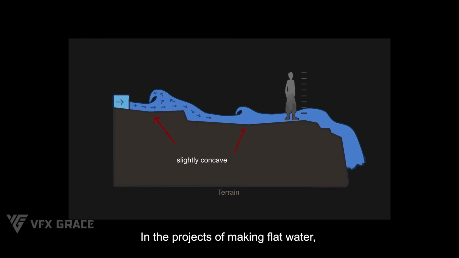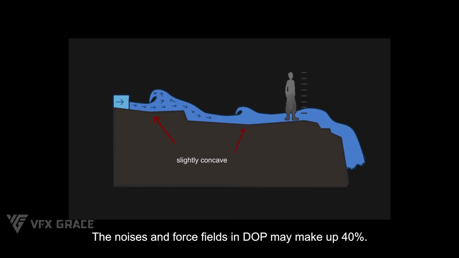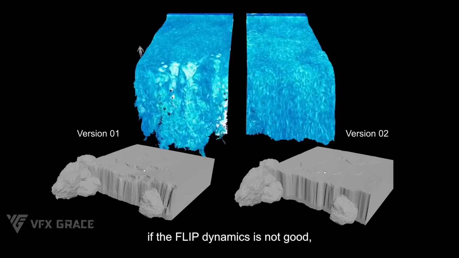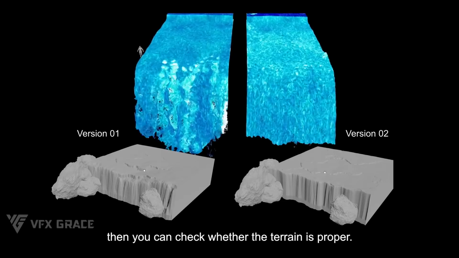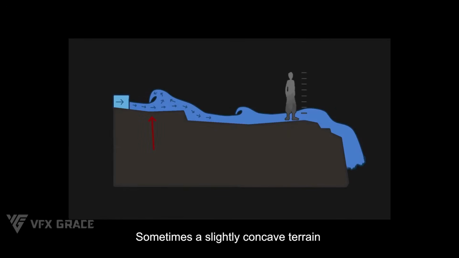In the projects of making flat water, the influence of terrain on water dynamics may be up to 60%. The noises and force fields in depth may make up 40%. When we make flat water, if the flip dynamics is not good, and neither too much noise nor force fields are added, then you can check whether the terrain is proper. Sometimes a slightly concave terrain would make the flip dynamics look bad. So the terrain is pretty critical.